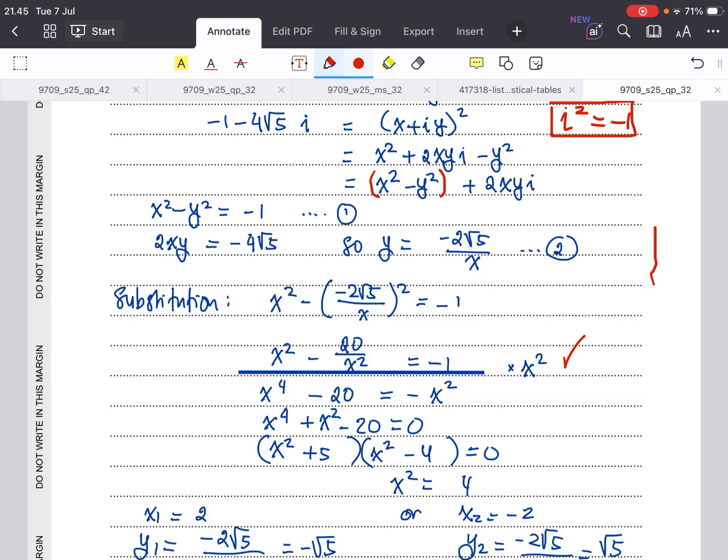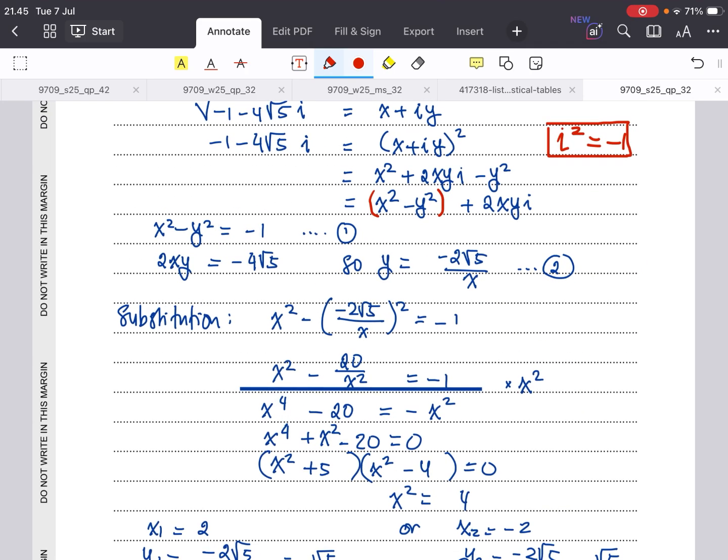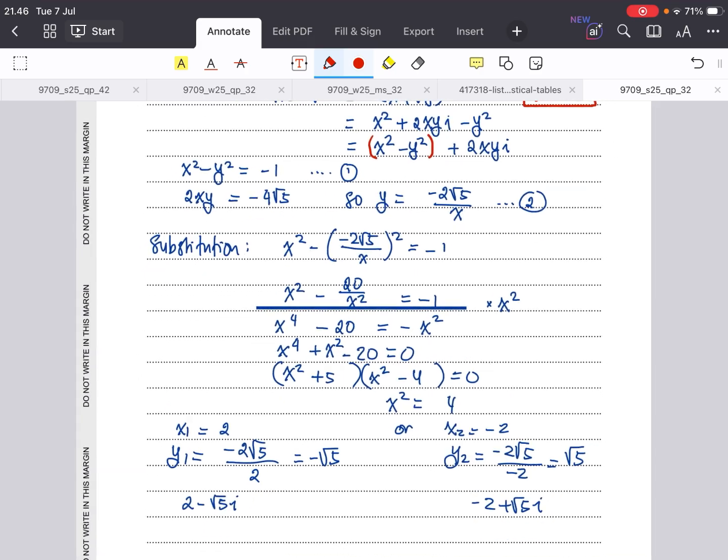And we factorize. It can be factorized into x squared plus 5 times x squared minus 4 is equal to 0. Students, x and y here must be real numbers, not imaginary numbers. So that's why we have only one solution here, because for this part, the value of x will be imaginary. So x squared is equal to 4. We have two possible values of x.